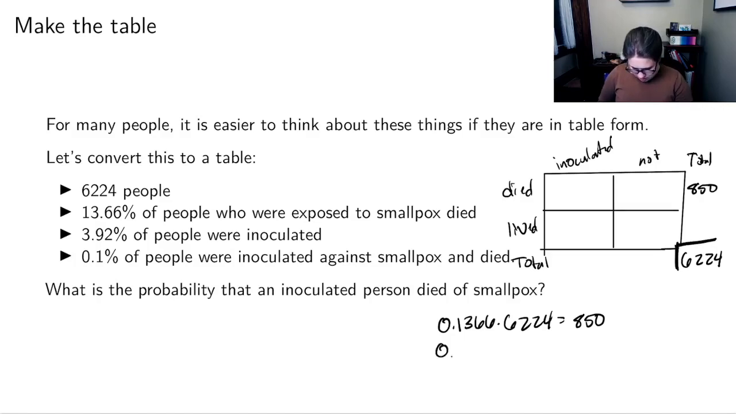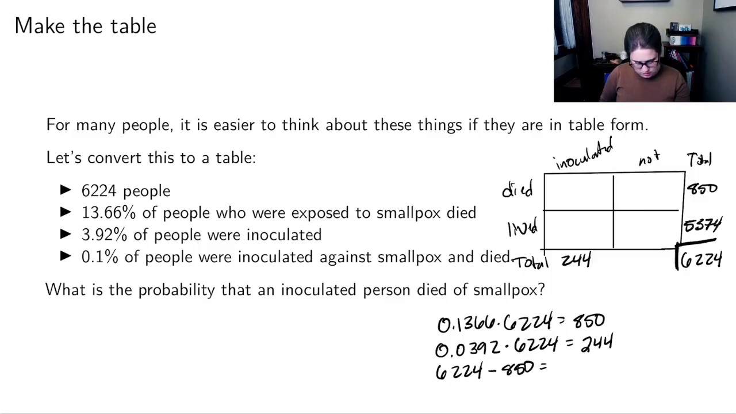Let's see. Then we know that 3.92% were inoculated, so 6,224. Let's do that multiplication. 244, let's say. And so that's the total for down here, 244. And then we should fill in these other totals. We need to fill in a number here, and we need to fill in a number here. And the way that we're going to do that is by subtracting. We know that there needs to be 6,224 total. So if we subtract off 850, I'm going to get 5,374. I'll write that here as well so that we can keep track of our work. And then we can do the same thing here. 6,224 minus 244, 5,980. So now we've got all the margins.